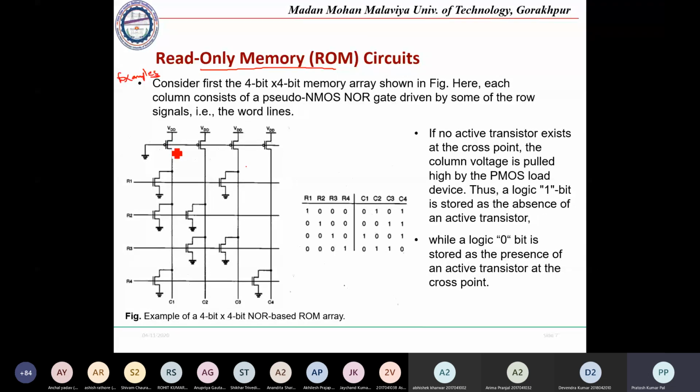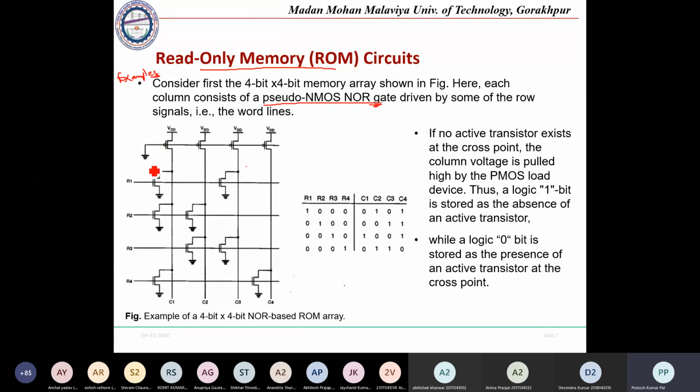So the PMOS is considered as a load and these are the driver transistors, so it is a pseudo NMOS NOR logic. That means these two are connected to VDD and these two NMOS transistors are connected in parallel. In the previous unit, we have gone through the pseudo NMOS logic. So this is how a basic ROM can be represented.